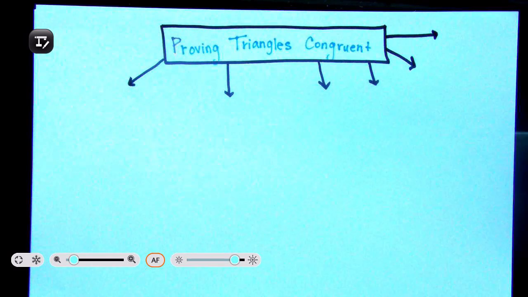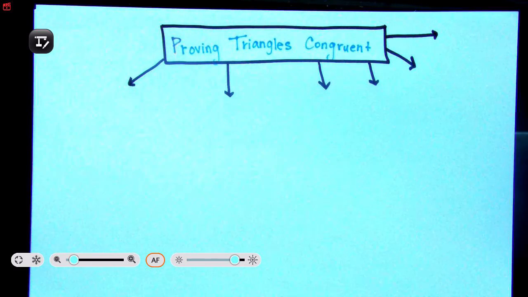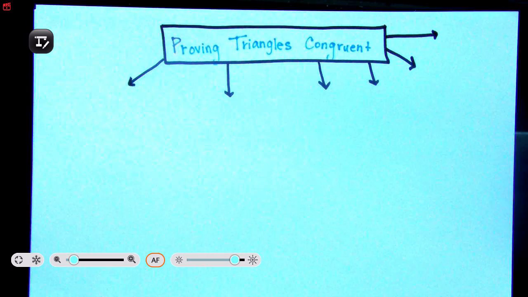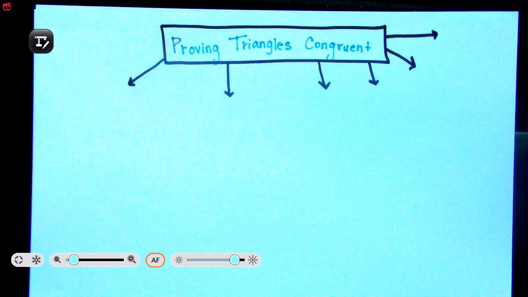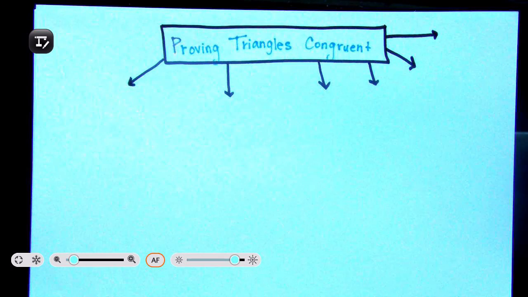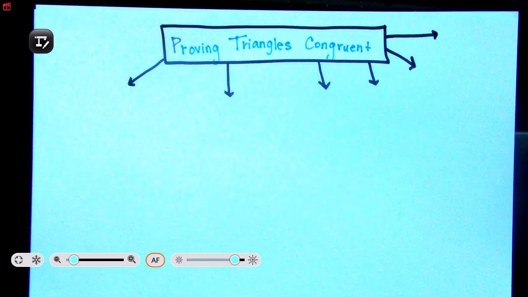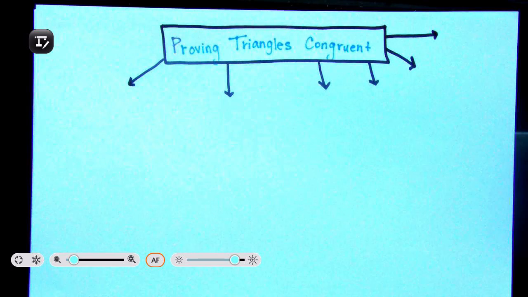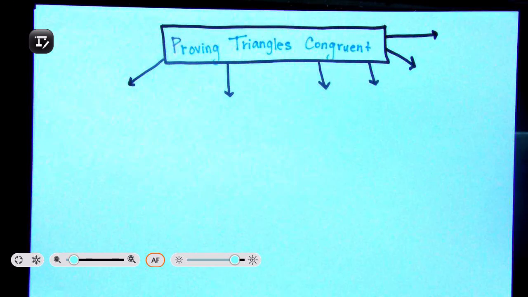Beautiful people, and welcome. In today's video, we're going to start talking about how to prove triangles are congruent, okay? This is if they give you two triangles and they say, hey, prove that these triangles are congruent. There are particular things that we can use to prove triangle congruence, and then there are other things that we cannot use. So in this video, we're going to be talking about two different ways to prove triangles are in fact congruent.